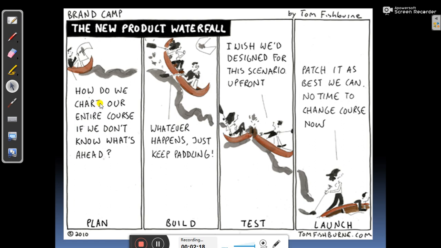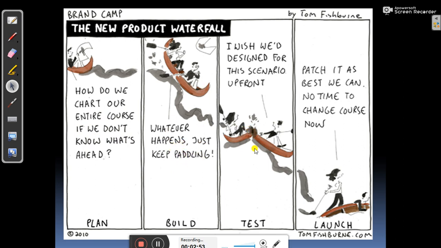Here you can see the question: how do we chart our entire course if we don't know what's ahead? At this stage, if you don't know what is ahead, you try to ask that question. But what you try to do is, whatever happens, just keep pedaling. So you initially build the plan in a vague way, and then you go on, whatever happens, just keep pedaling.